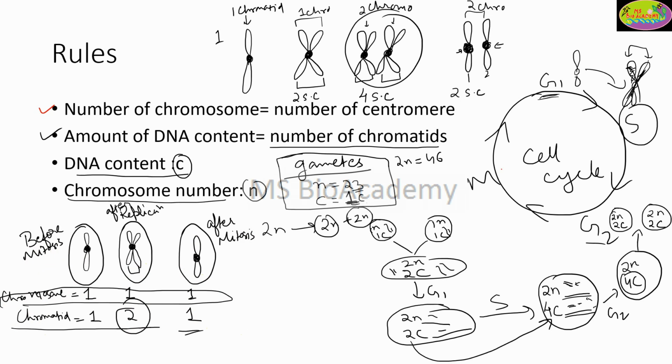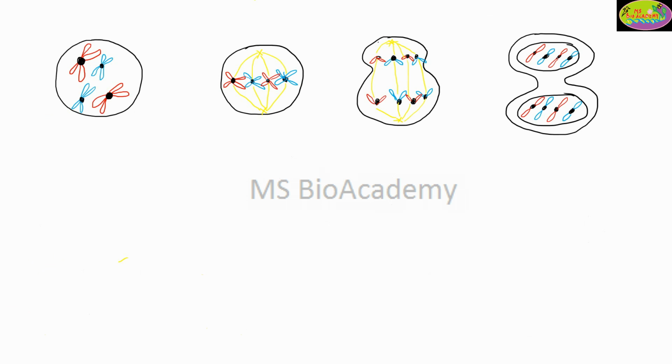Alright, so this is the basic step. Now let's talk about it in the different phases of mitosis. We'll talk about the prophase, metaphase, anaphase and telophase. So this is your prophase, this is your metaphase where the chromosomes are aligned at the metaphase plate, then the anaphase where the sister chromatids separate, and this is your telophase, where the final cell division takes place.